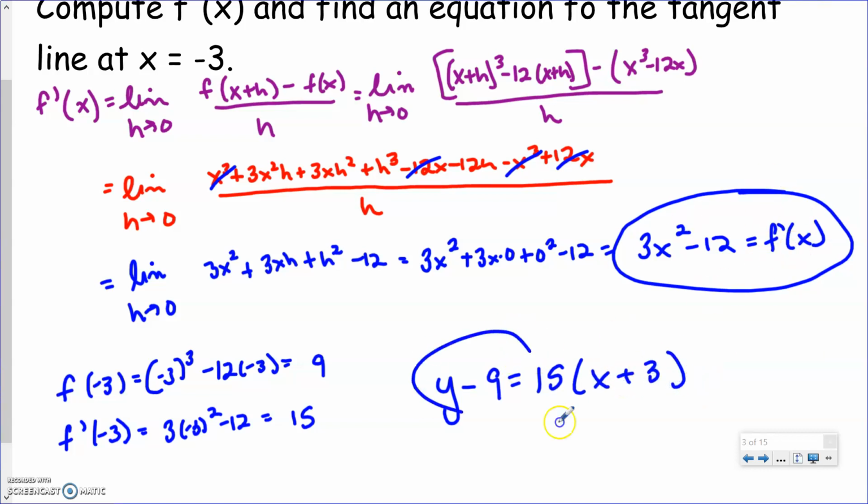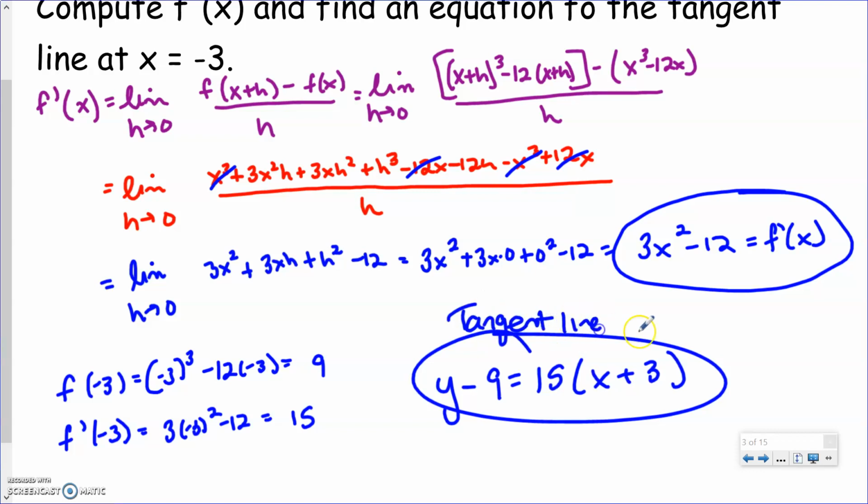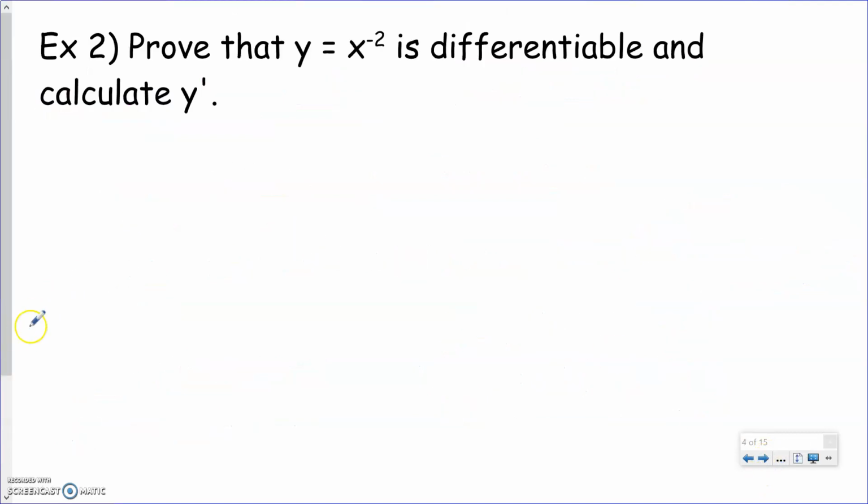Okay, so your derivative is there, and the tangent line at x equals negative 3 is there. Let's do one more. Prove that y equals x to the negative 2 is differentiable and calculate y prime. Because I could rewrite this as 1 over x squared, we are going to assume that x is not equal to 0, because we know that our function is not defined at 0. There's an asymptote there.